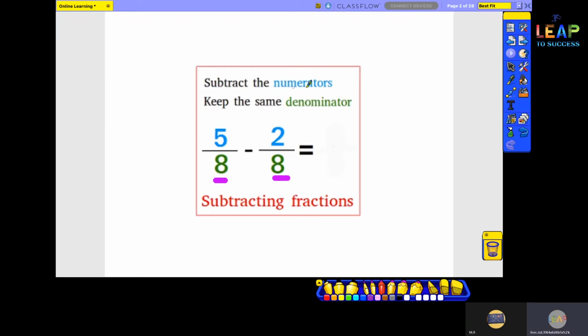Now, here we've got a few guidance notes. Subtract the numerators and keep the same denominators. The rule states when the denominators are the same, you keep the denominator, especially when you're adding or subtracting. All you need to do here is simply do 5 take away 2, which gives you 3, and that is the answer when working with the same denominator.